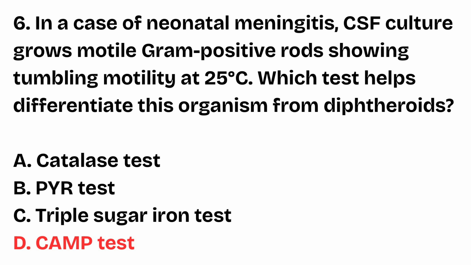The organism described, that is motile gram-positive rods showing tumbling motility at 25 degrees Celsius, is Listeria monocytogenes, a major cause of neonatal meningitis. Listeria is differentiated from diphtheroids such as Corynebacterium by a positive CAMP test.